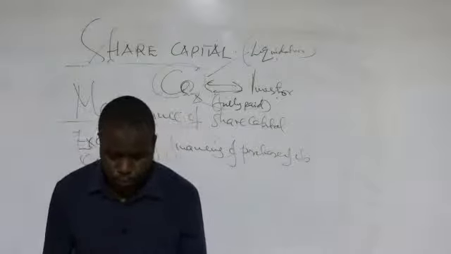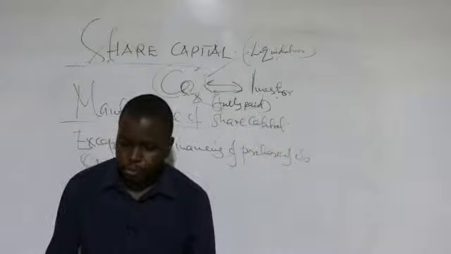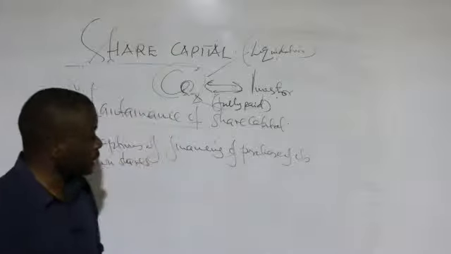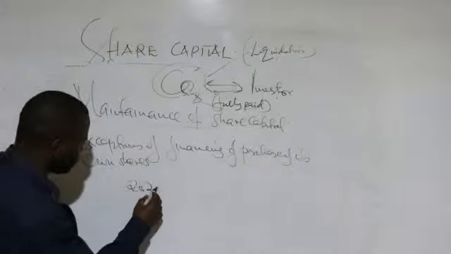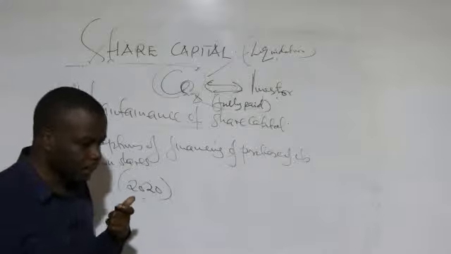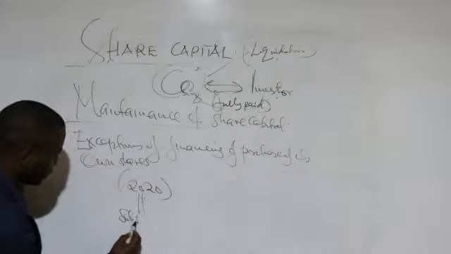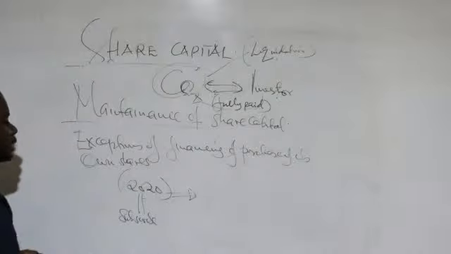For example, you could imagine a situation whereby you applied for the shares in 2020. You've looked at the prospectus of this particular company, you see it is a very good company, you can invest in it. You subscribe for the shares in 2020. Then the company fails to allot the shares within the required time or within a reasonable time.